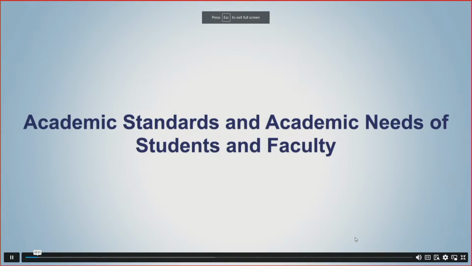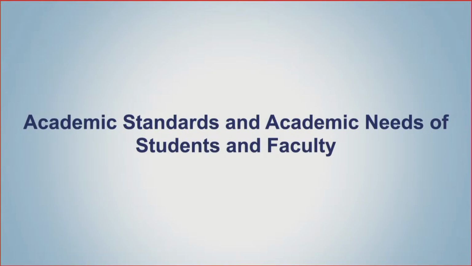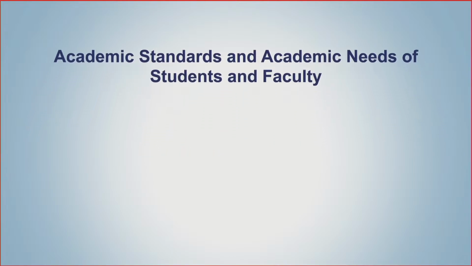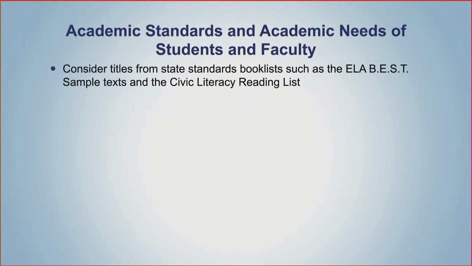Book selection should take academic standards and the academic needs of students and faculty into consideration. Some ideas for gathering this information include assessing readers' interest through various methods, including surveys, suggestion boxes, and other community stakeholder input. Titles from state standard book lists, such as the ELA BEST sample texts and the Civic Literacy Reading List, should also be considered.